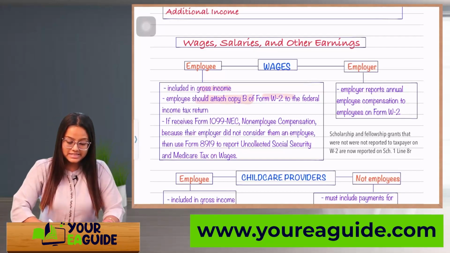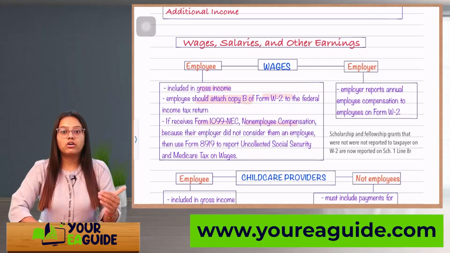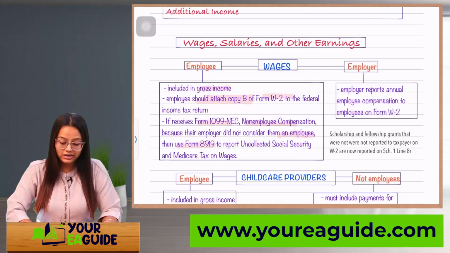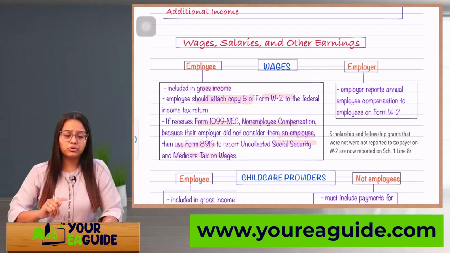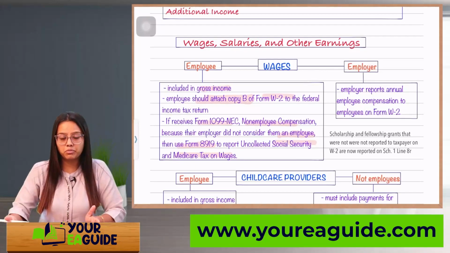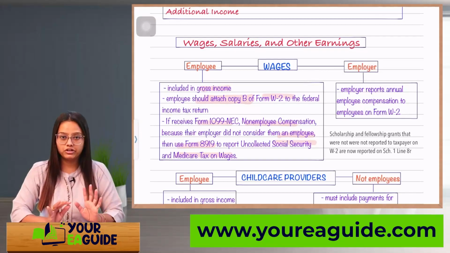So if received 1099 NEC, non-employee compensation, because their employer did not consider them as an employee, then you have to use form 8919 to report uncollected social security and Medicare on wages. Okay, so just like a W2 form is issued, you are going to pay the payroll taxes, right? The employer's responsibility is there to collect the payroll taxes. The 50% portion he will bear, 50% the employee will bear, and deposit it to the IRS, deposit the SUTA to the state government and FUTA to the federal government, right?